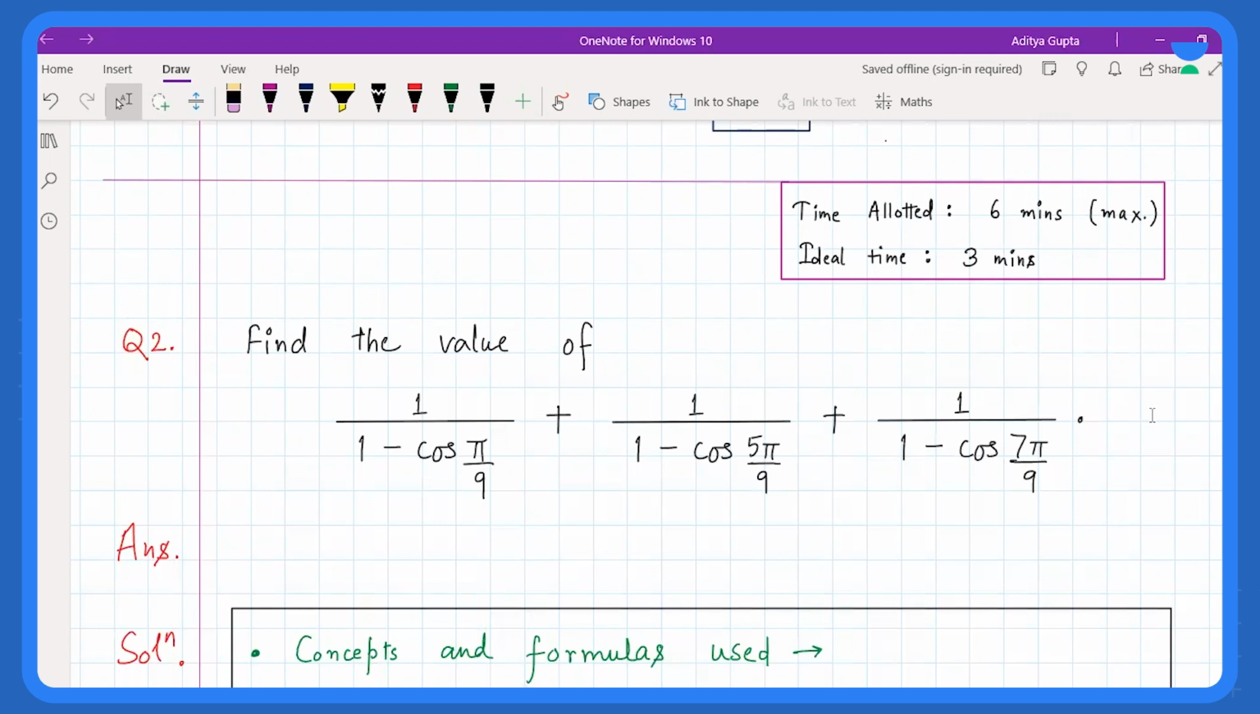Today we have a very interesting question from the house of trigonometry in which we are being asked to find the value of the given expression. What I would recommend is that you first pause the video and try the question yourself, and then return to have a look at the solution.